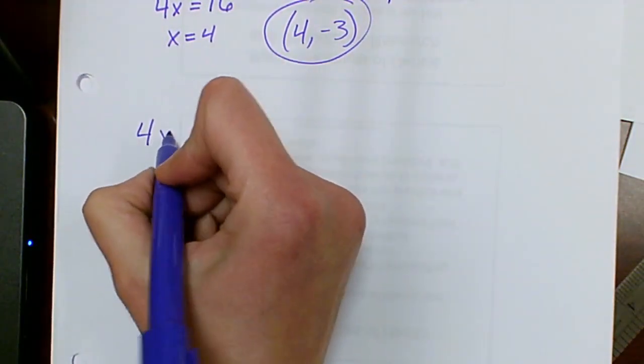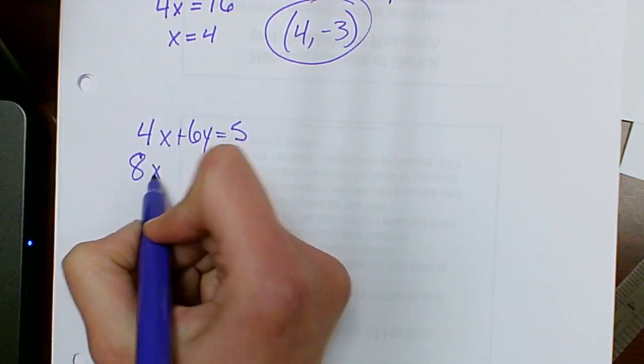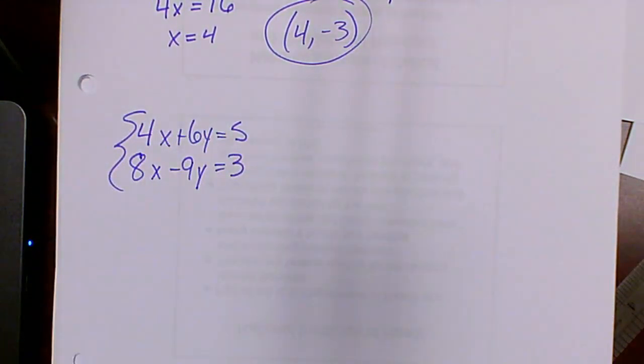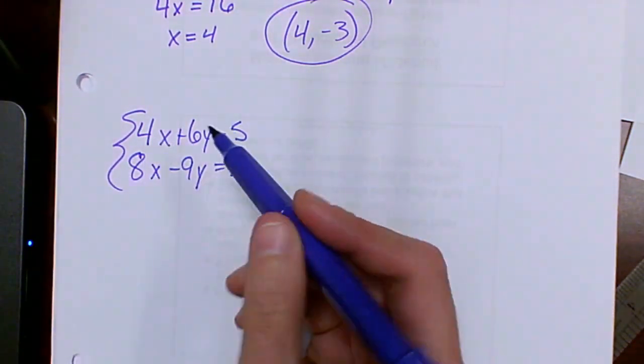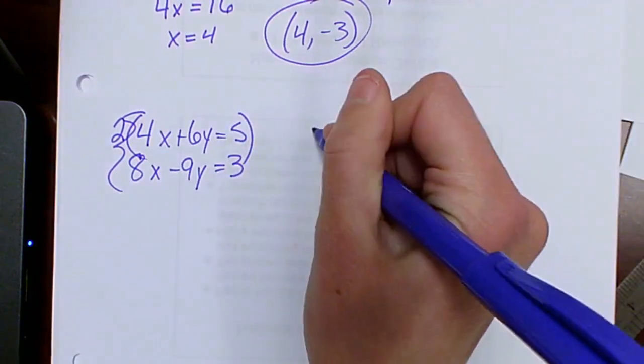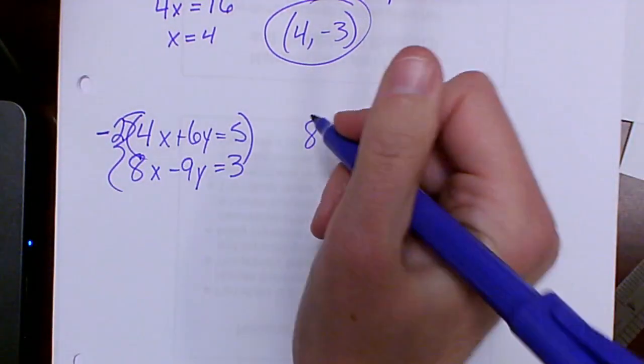Okay, 4x plus 6y equals 5. 8x minus 9y equals 3. Okay, so looking at this, we need to change one of the coefficients of our variable so that when added to the other one, it cancels out. So if we look, 4 and 8, they only differ by a multiple of 2. So we have, and we need a negative. We'll go ahead and do -2.